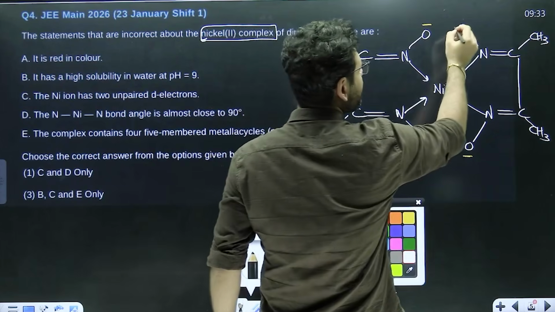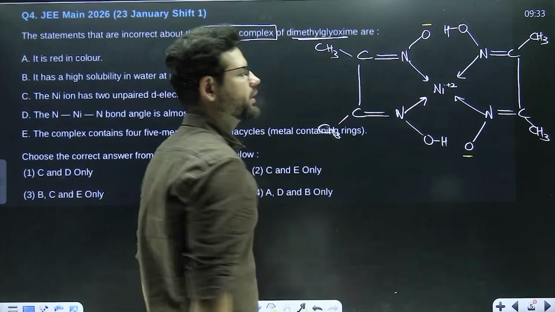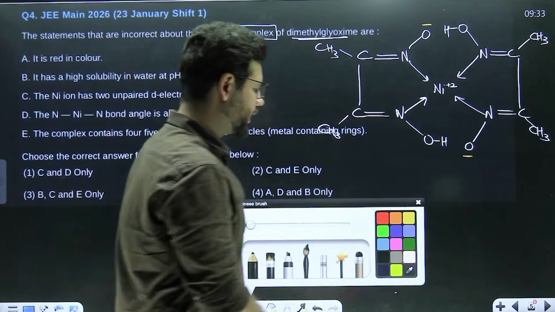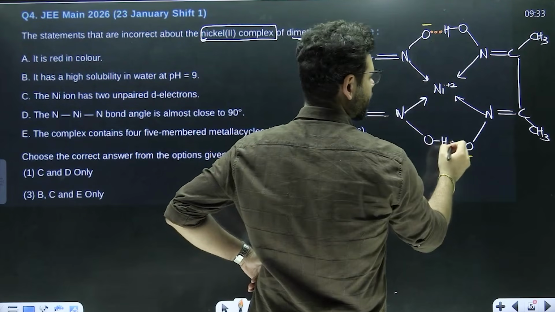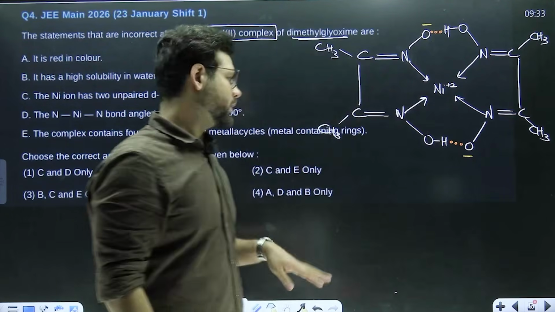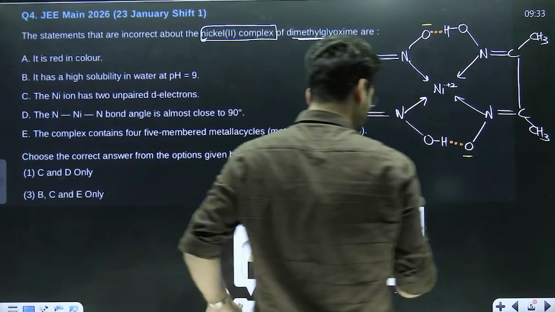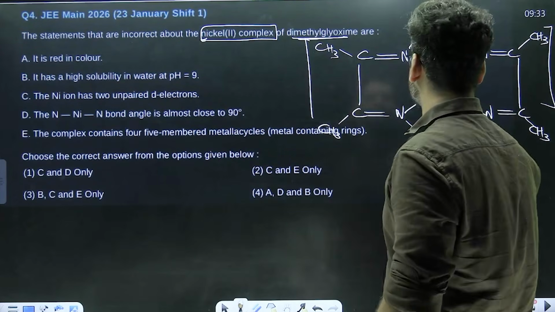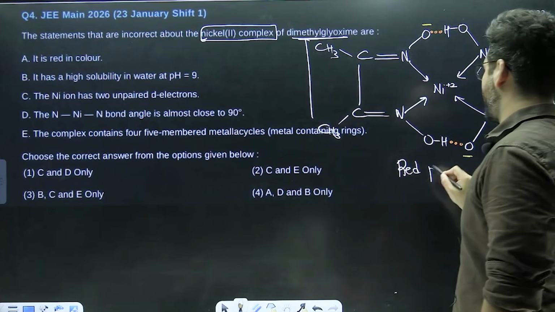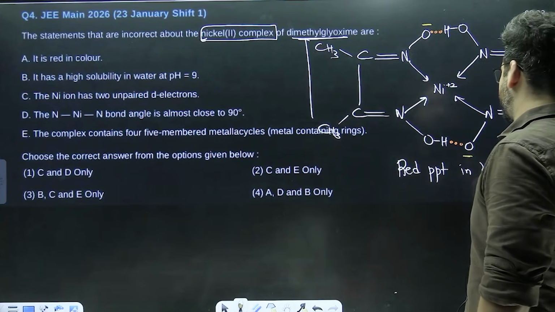Right? This is our NEET twice, where due to the O negative and H positive nearby, we have hydrogen bonding here. Symmetrical hydrogen bonding is present like this. This is how the structure looks like for NEET twice. Remember it, it is a red color precipitate in basic medium.